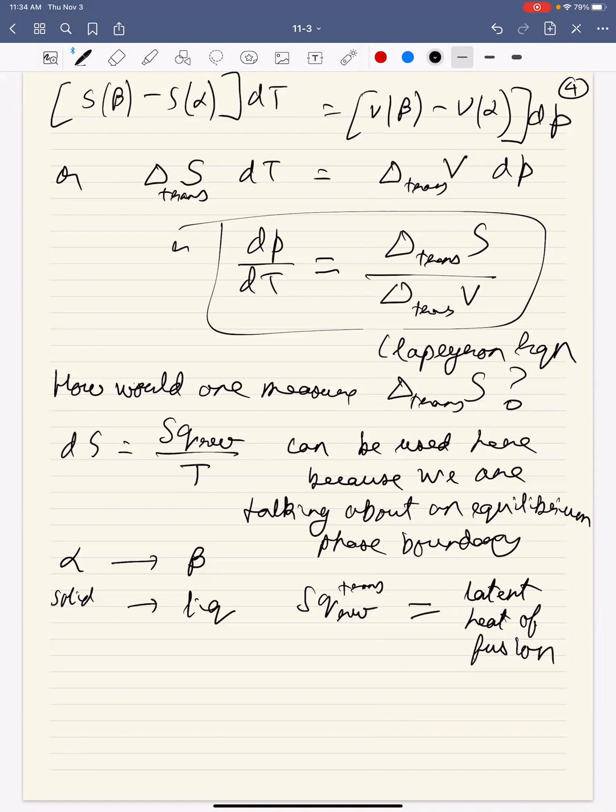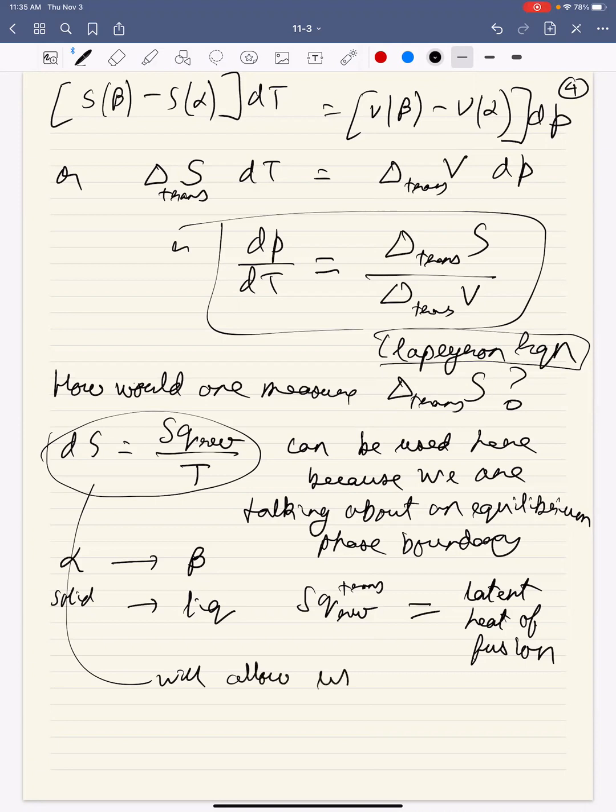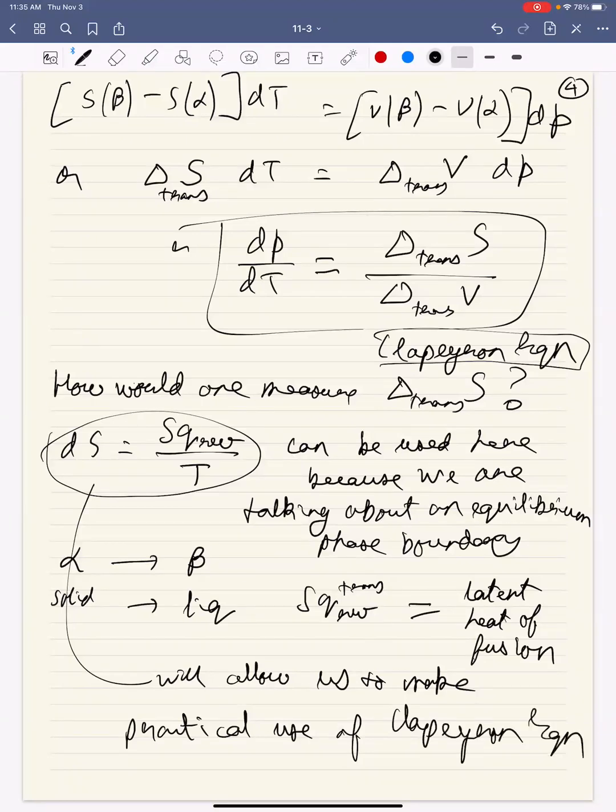Okay, so this Clapeyron equation is very, very general. We did not assume ideal gas or anything. It applies for any phase boundary at equilibrium. If it's not applying, you're out of equilibrium. Something has gone funky. Okay, and we will now work through how to actually make it more tractable, because delta S, how do you measure entropy? But since it's a reversible change, it connects to this one. And this equation will allow us to make practical use of the Clapeyron equation.